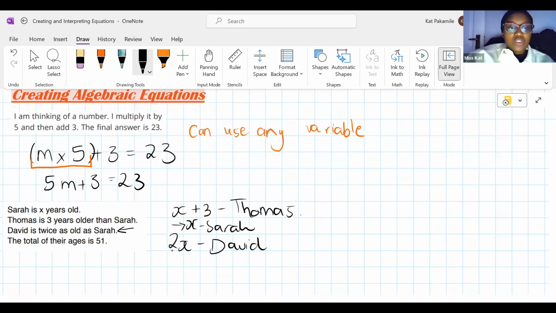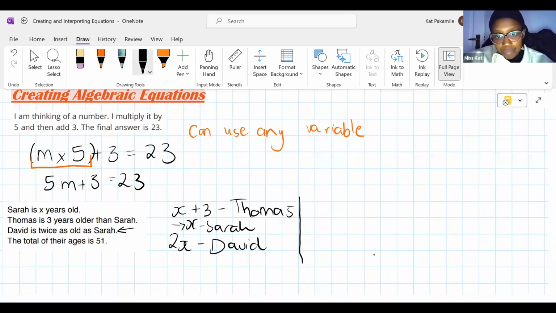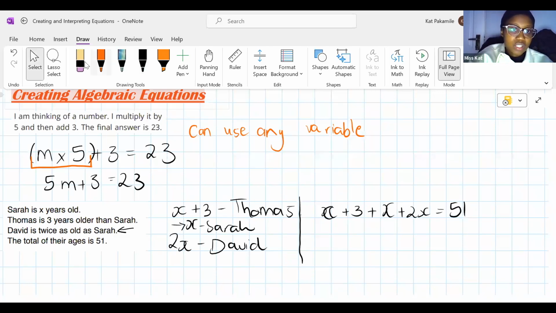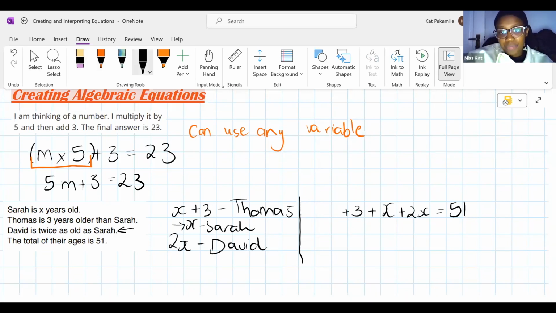Wonderful. Now let's put the ages as an equation. X plus 3 plus X plus 2X equals 51. Beautiful. This is very hard, I know. That's why I started off this way. Yes, ma'am, it helped. Thank you, ma'am.